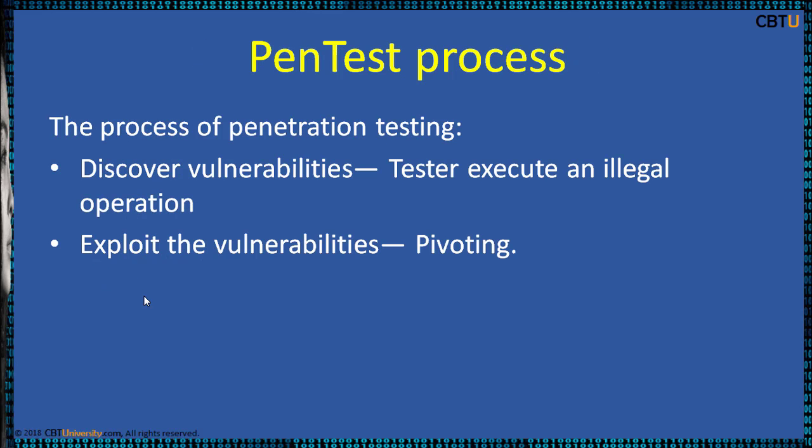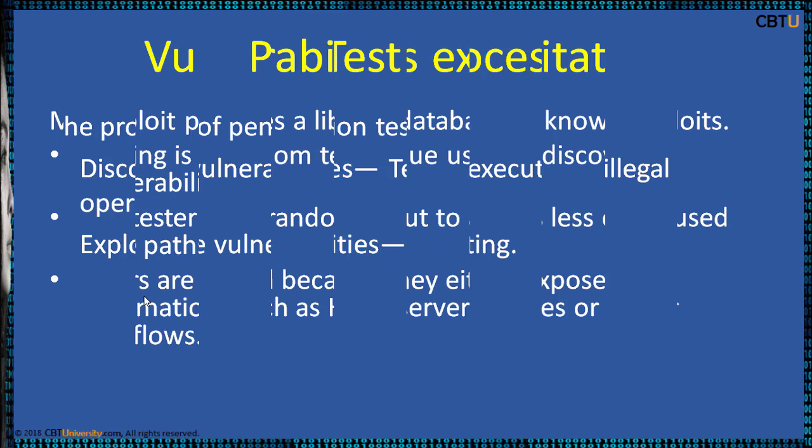The process of penetration testing may be simplified as two parts. Discover vulnerabilities, that is, combinations of legal operations that let the tester execute and exploit the vulnerabilities. Specify the illegal operation. Once the attacker has exploited one vulnerability, they may gain access to other machines, so the process repeats. That is, to look for new vulnerabilities and attempt to exploit them. This process is referred to as pivoting.